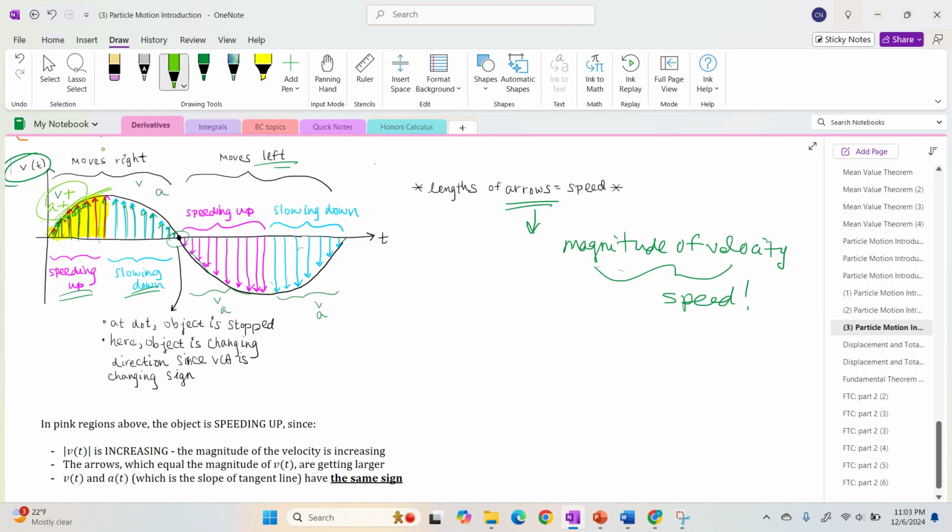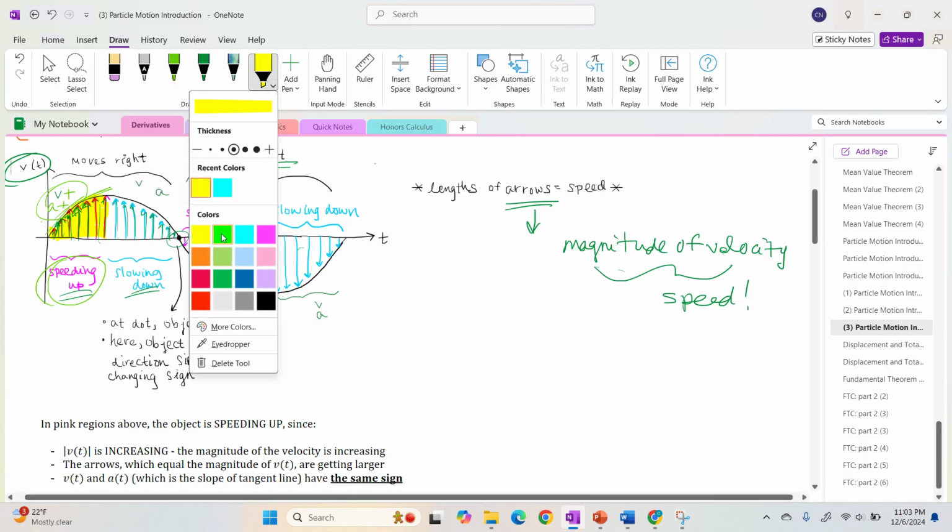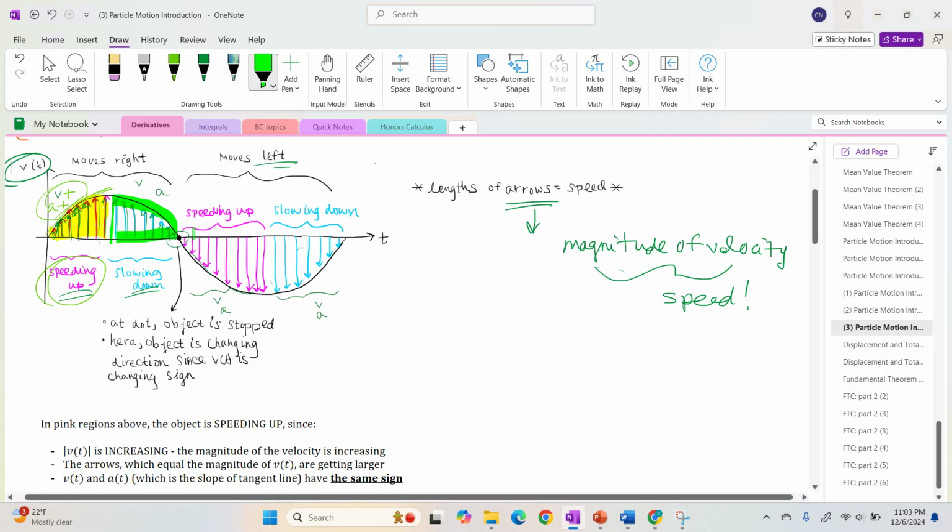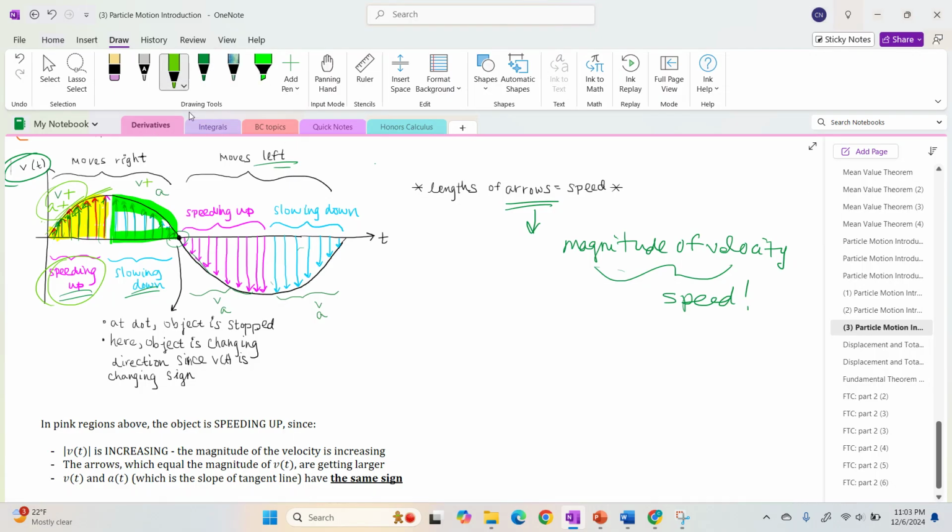So same sign, we were speeding up. Okay, what about the next section of the graph? Let's look here. Velocity is definitely still positive, but if I look at my slopes now, the slopes are all negative. No matter what the slopes are doing, the slopes themselves are negative. The slope of velocity is acceleration. So acceleration is negative, velocity is positive. Different signs there, we're slowing down.